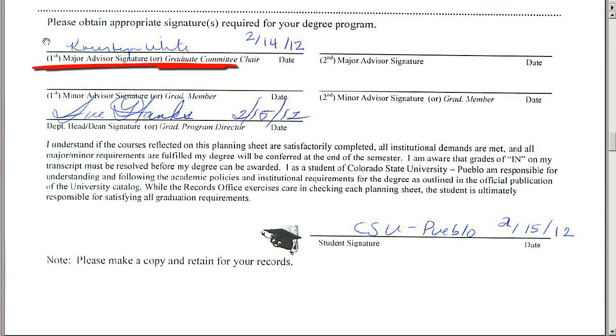Lastly, what you will need to do is sign, acknowledging that you have reviewed this graduation planning sheet and that it is complete as the advisor of record. If the student has a minor advisor, they will need to sign below. The dean or department chair from which his major came from will need to sign on the following line. The student will need to sign before turning this in to the records office.